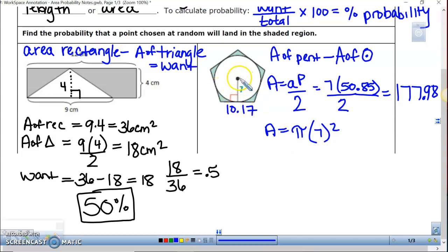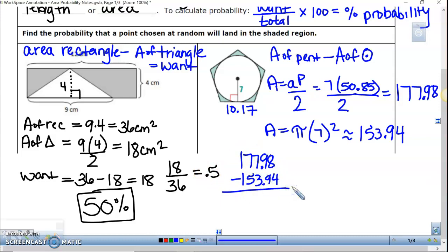And this apothem happens to also be the radius of the circle. So this is 49 pi, which is approximately 153.94. Okay, so to get what we want, we're going to have to subtract that circle out of that pentagon. So we're going to have to do 177.98 minus 153.94. Okay, that is 24.04. So this is actually what we want.